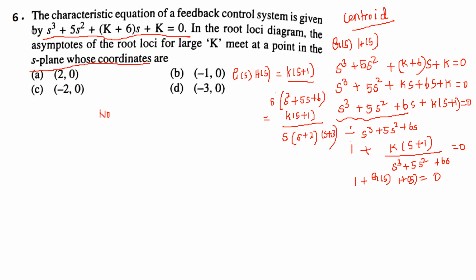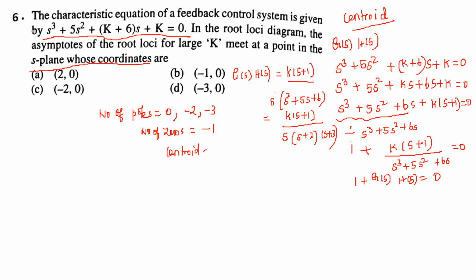So what is the number of poles? Number of poles is 0, minus 2, minus 3. Number of zeros: zeros are minus 1. And next you have to find out the centroid. So what is the centroid now?